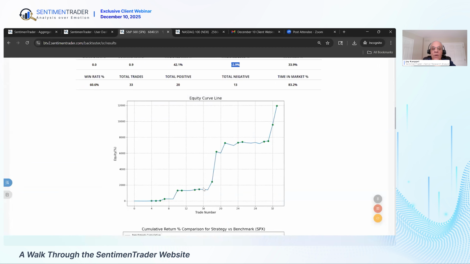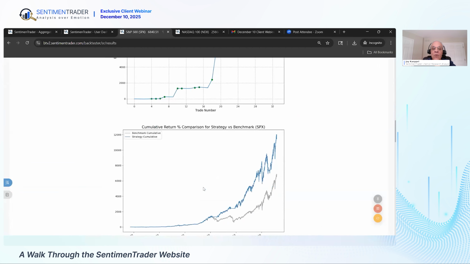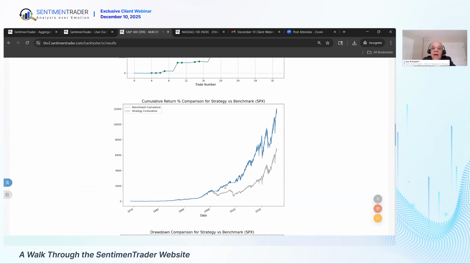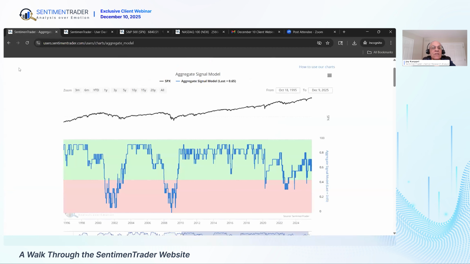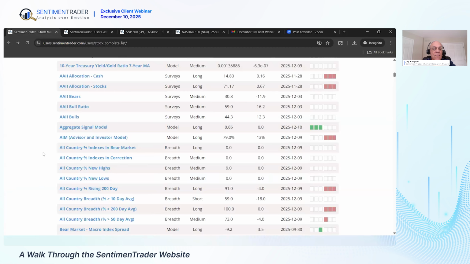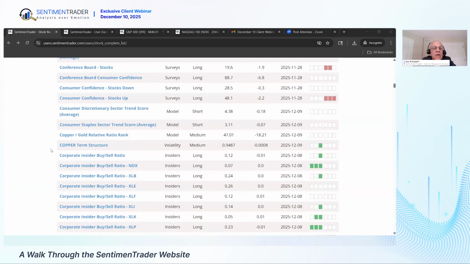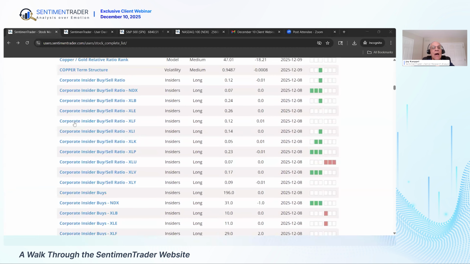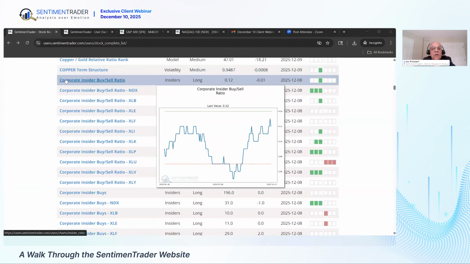So when we look at the equity curve, and in fact, when we compare it, the blue line here is the hypothetical equity curve, growth of a dollar using the strategy I just showed you, versus the gray line, which is buy and hold. So you can see the advantage here. Okay, so that is aggregate signal model. That's another one that I follow. Let me scroll down a bit. Something I look at a lot. If you read my notes, you'll see it often.